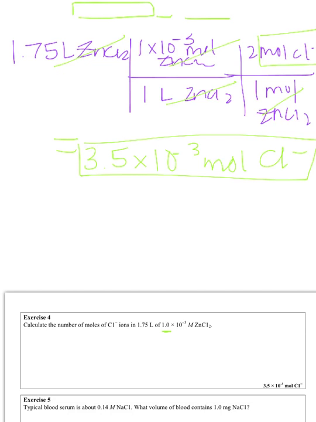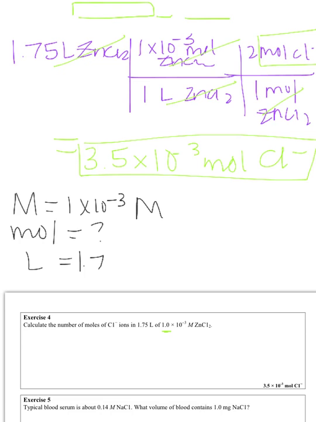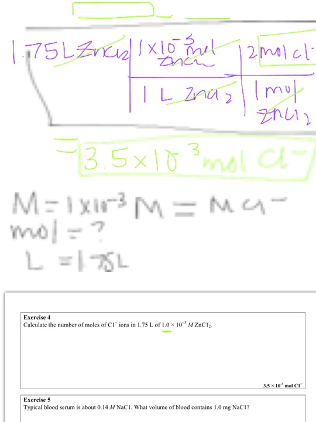Option number 2 here is actually to take those variables just like we've done in the past, fill in what you know, 1 times 10 to the negative third, liters, 1.75, and before you plug and chug and rearrange in this formula, you'd have to convert this 1 times 10 to the negative third molar zinc chloride to molar chloride ions. Essentially, you're doing the same things. This stoichiometry just puts it all in one nice, neat package.